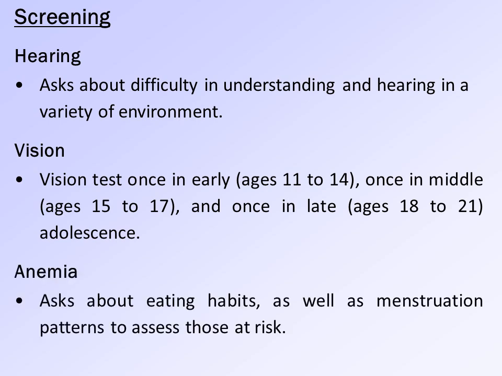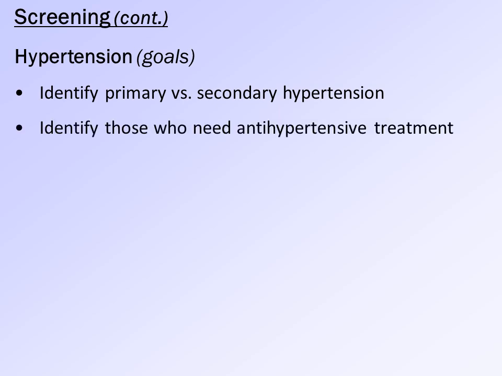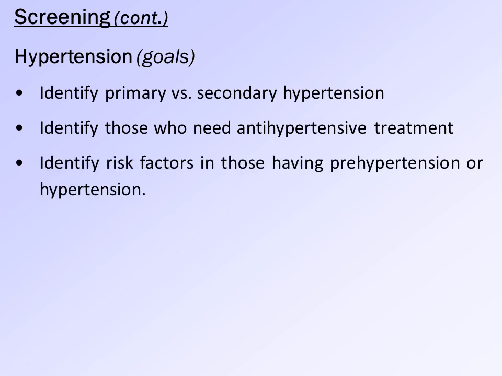For anemia, we will ask about eating habits as well as the menstruation pattern to assess those at risk. Also in screening, we should measure blood pressure for hypertension at least one time in adolescence, and this could help us to identify primary versus secondary hypertension, identify those who need antihypertensive treatment, and identify risk factors in those having pre-hypertension or hypertension.